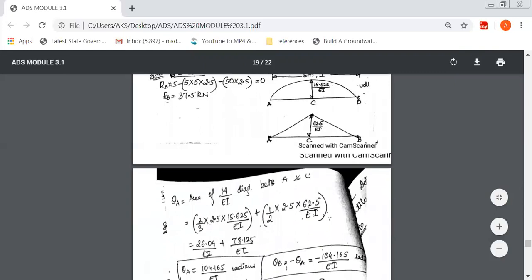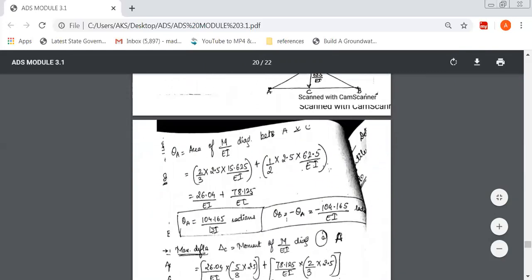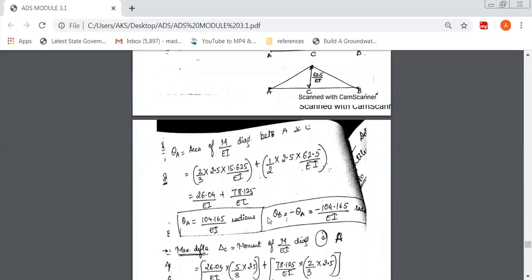Solve this individually over EI. So theta A is 104.165 over EI. Again, the answer is positive. Theta B would be just the opposite, with a negative sign. So that is minus 104.165 over EI.